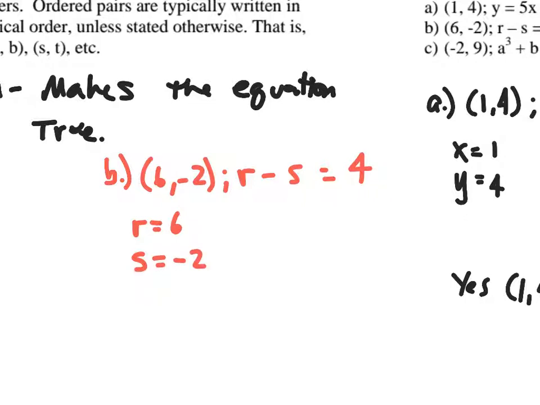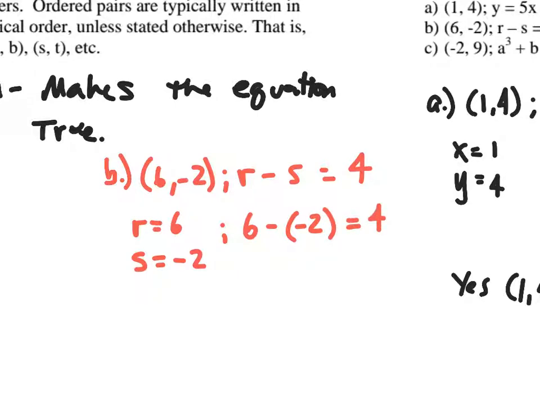And then I'm just going to plug those numbers in and see what happens. I'm going to plug in 6 for R, minus, now we're subtracting S. Now this is where it gets a little interesting. If I'm subtracting an S, then I'm going to plug in -2 for S. Even though it's already negative, I'm still going to plug in a negative number. Does that give us 4?